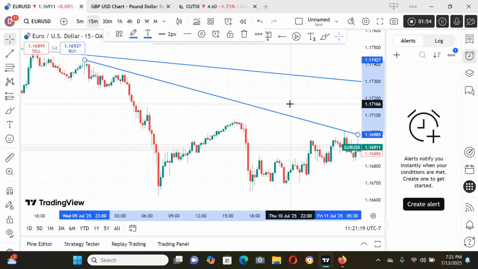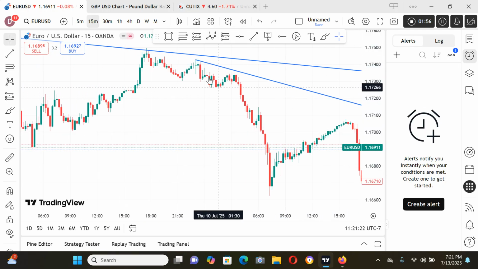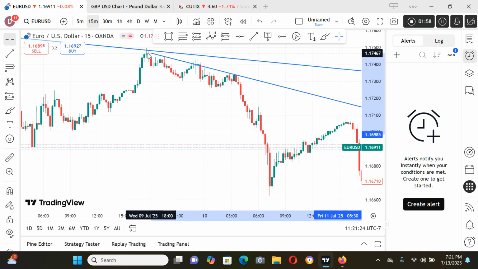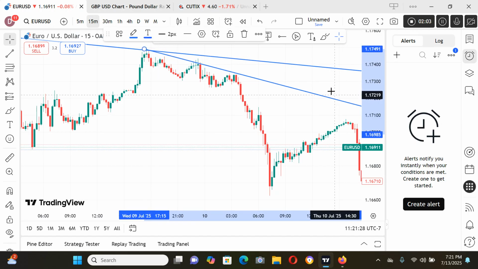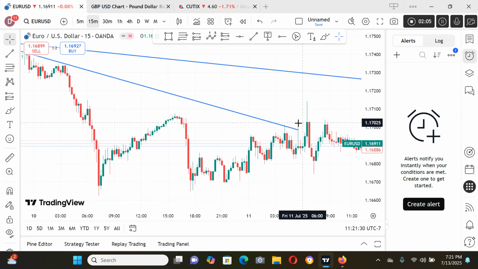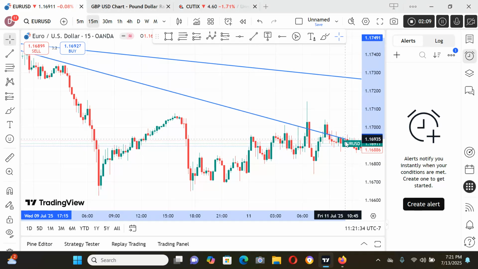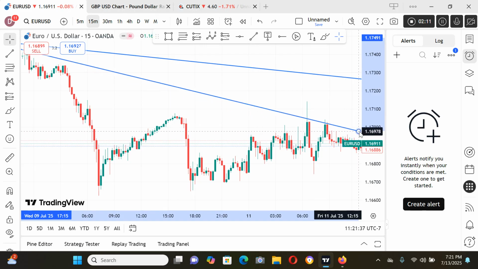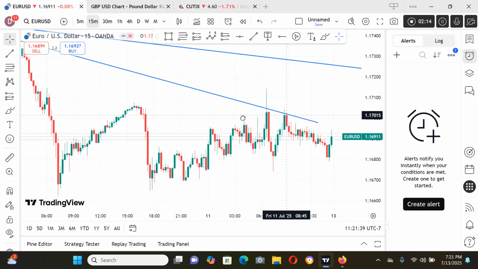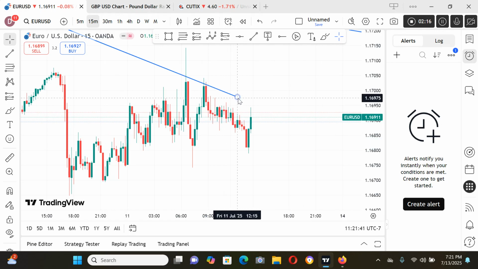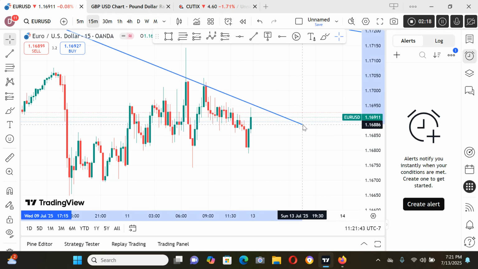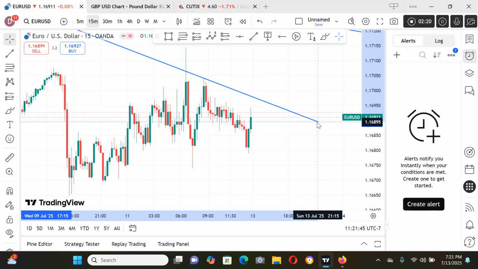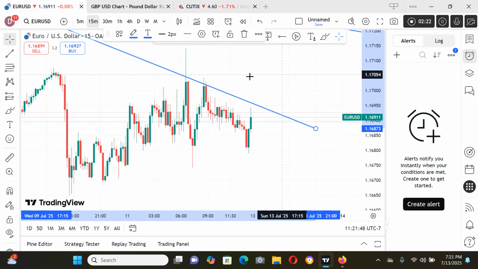And mostly the higher time frame tends to play out more than the lower time frame. Though any change of structure begins mostly from the lower time frame, the higher time frame is actually very, very important. So this is a simple top-down analysis.